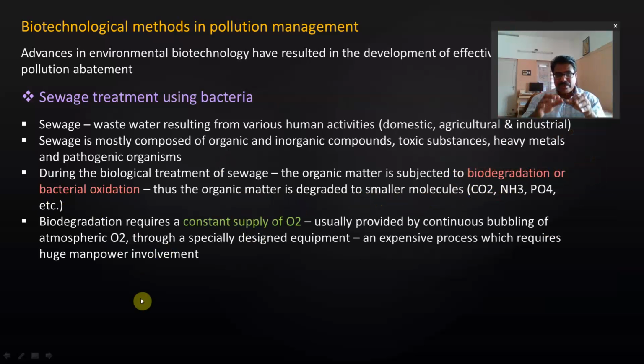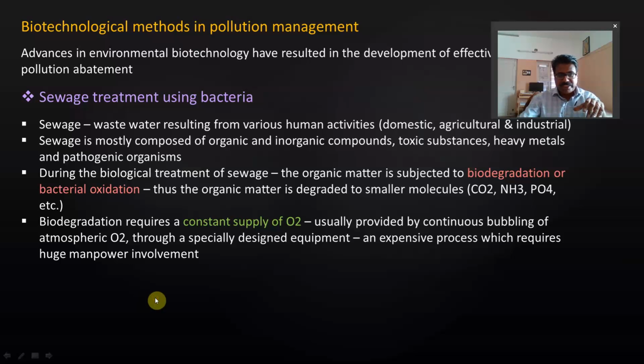For biodegradation to take place, a constant supply of oxygen is required, and in the traditional process of sewage treatment, this continuous supply of oxygen is provided by bubbling with atmospheric oxygen. That is, using filters and so on, we bubble oxygen into the treatment plant. And this is a very expensive process and requires a huge amount of manpower. So, what is an alternative for this?